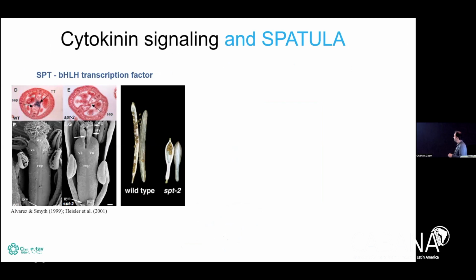This transcription factor mutant has been known for quite some time. The mutant presents this type of fruits. They are very short and they have very few seeds. This has to do with many things going wrong in early developmental processes in the gynoecium. For instance, there are very few ovules, and this is the result.